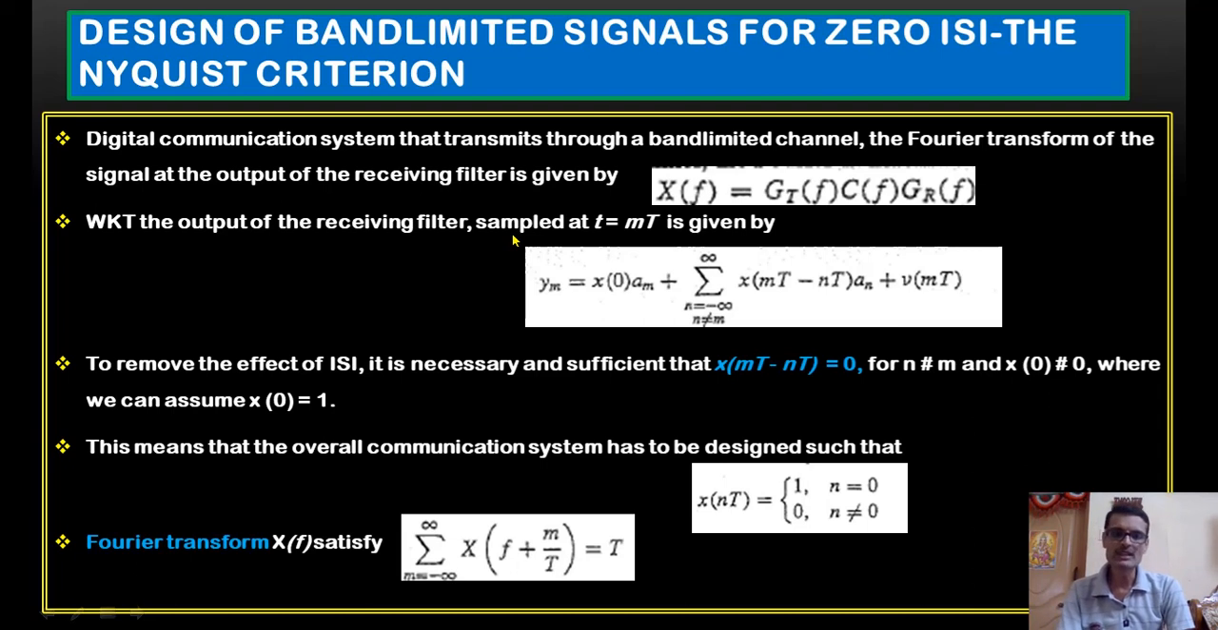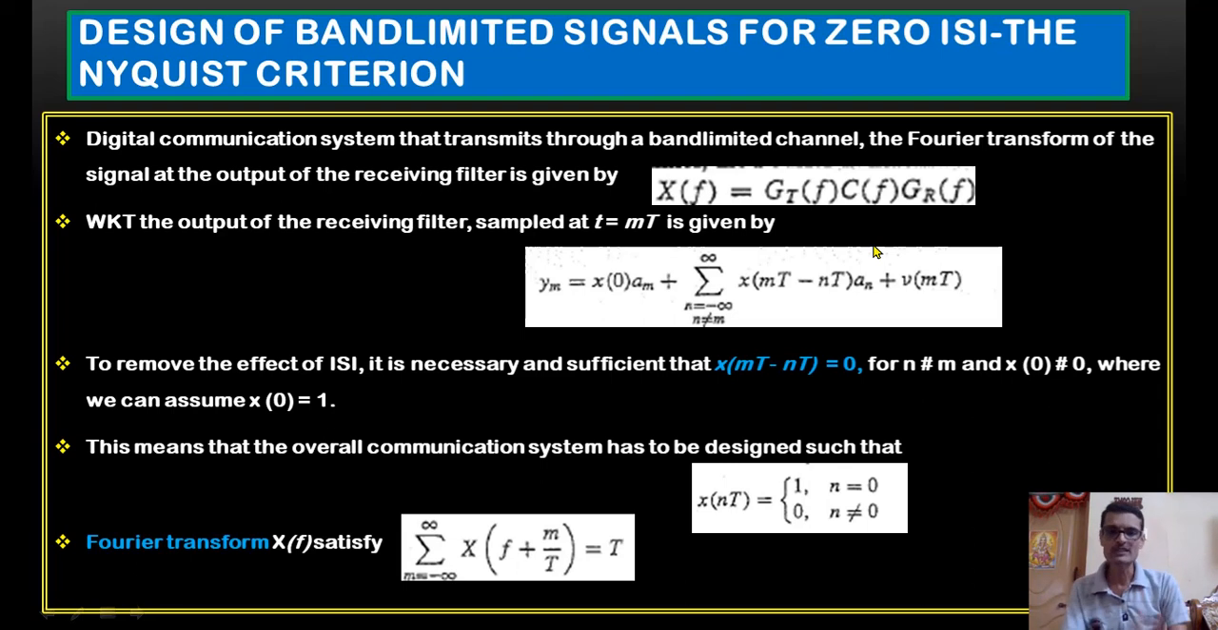Now, see, when we transmit our signal through a band limited channel, which has the response of, say, C of f, where C of f is the frequency response of the channel, GT of f is the response of the transmitting low pass filter, and GR of f is the response of the receiving filter. So I'm using a transmitting filter. The signal is given to the channel. From the channel, it will go to the receiver. In the receiver, the front end is the low pass filter, which has the response equal to GR of f.